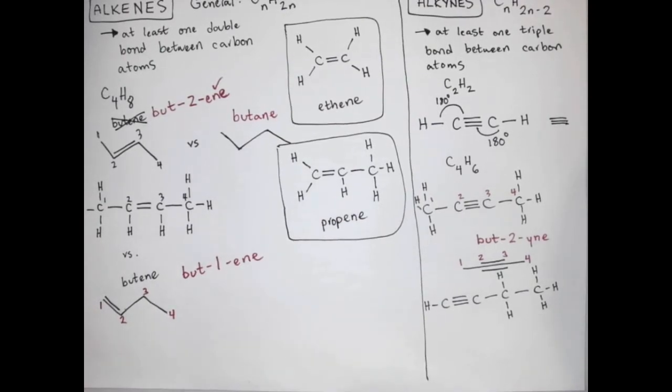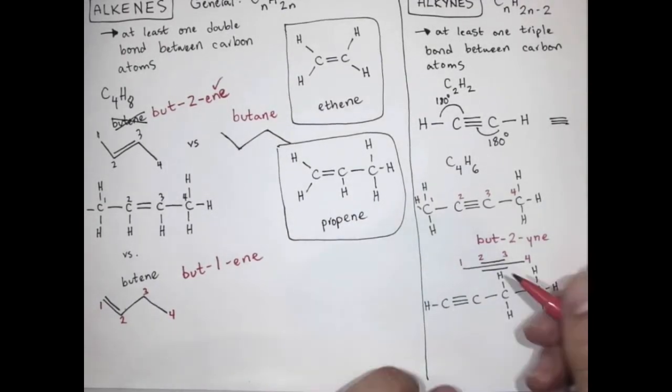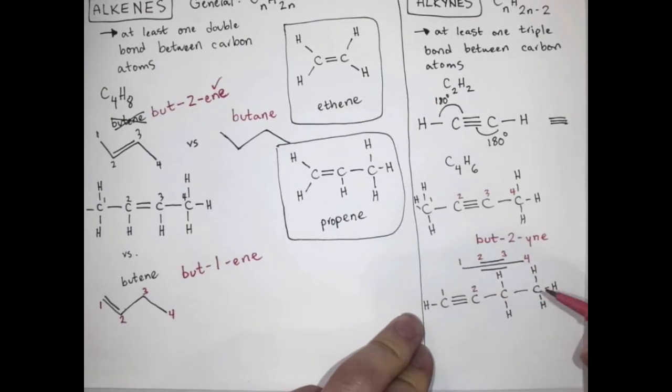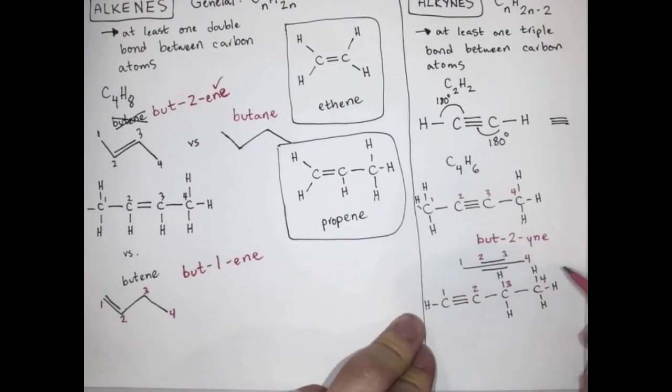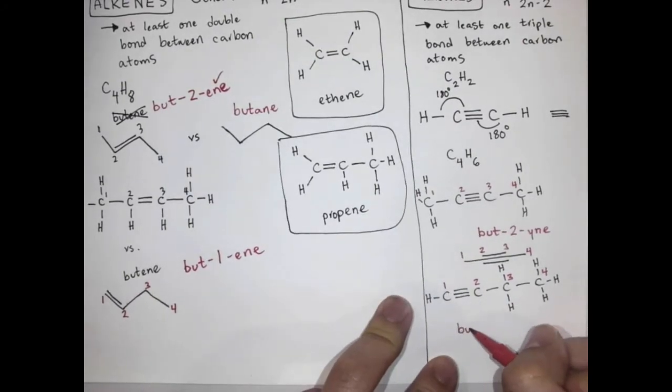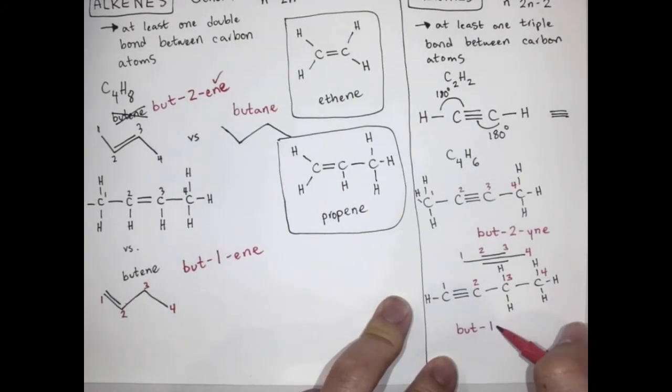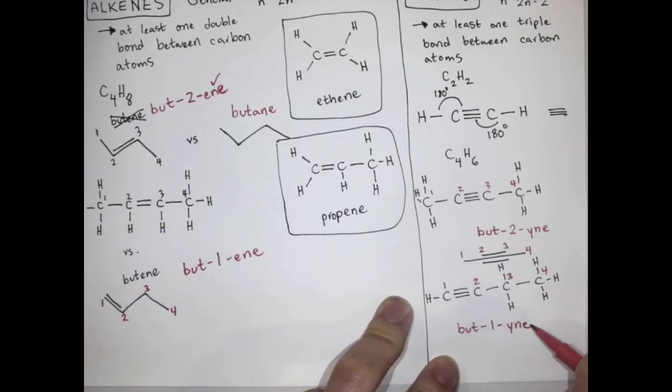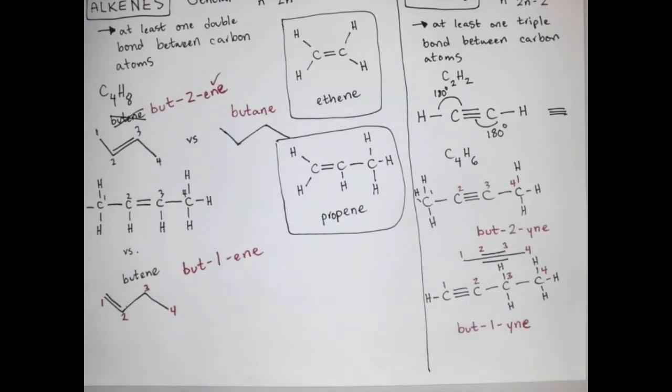Now when I name this, it's going to be a little bit different because now the triple bond starts at carbon 1. So when I name this, this is going to be called but-1-yne. All right, there you go.